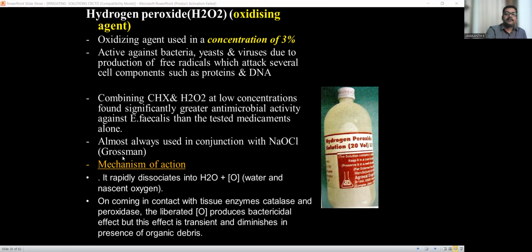Now, moving on to the mechanism of action of hydrogen peroxide, it rapidly dissociates into water plus oxygen, where it is the nascent oxygen here. On coming in contact with the tissue enzymes, catalase and peroxidase, the liberated oxygen produces a bactericidal effect, but this effect is transient and diminishes in presence of organic debris. So on coming in contact with certain tissue enzymes like catalases and peroxidases, the liberated nascent oxygen produces a bactericidal effect, but this effect is very transient and diminishes in presence of certain organic debris.